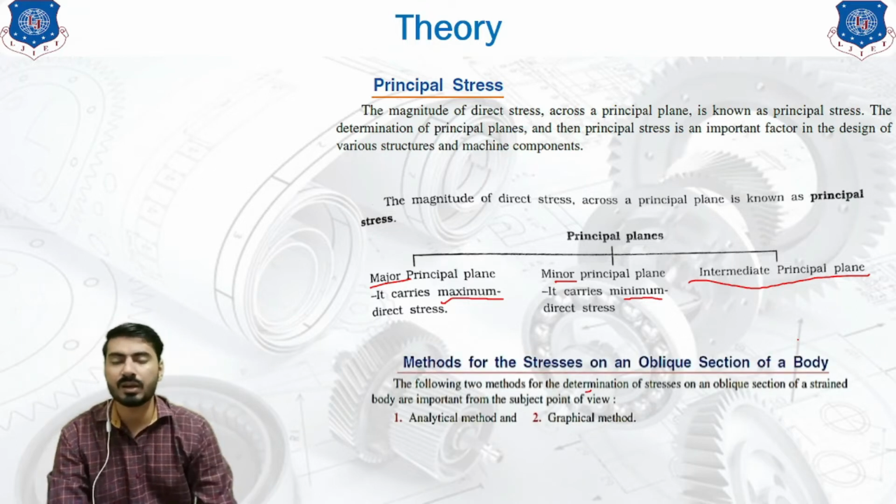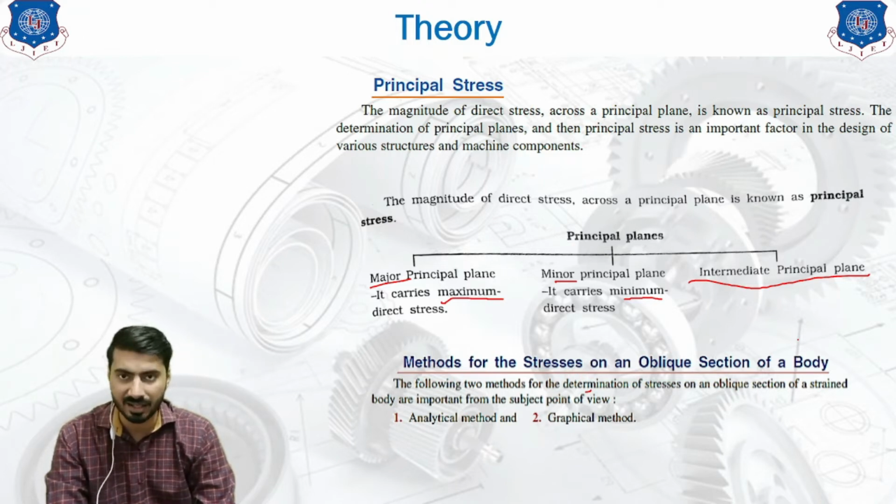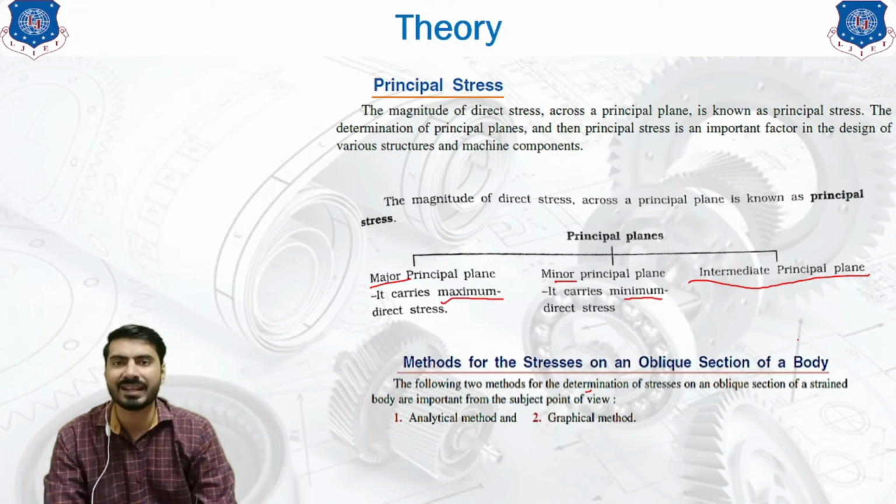Now we are going to understand the methods for finding the stress on an oblique section of the body. In practical conditions, we generally take an oblique section. What is an oblique section? A section or plane at some angle. That angle might be anything. If it is 0, the plane is horizontal. If it is 90, the plane is vertical. And if it is anything other than 0 and 90, then it is an inclined plane. So oblique section is a very general term.